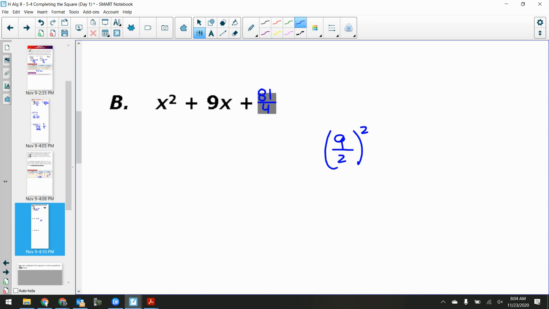81 fourths. What does that mean in terms of what it factors down into? Because right now, I'm thinking there's no way I'm going to try to find the factors of 81 fourths that will actually get me 9. But I don't need to. I don't need to because I know this is going to turn into x plus b over 2 squared. And that will always happen.